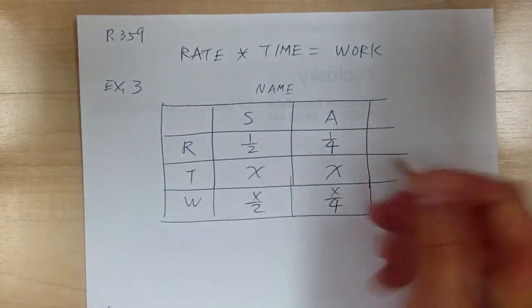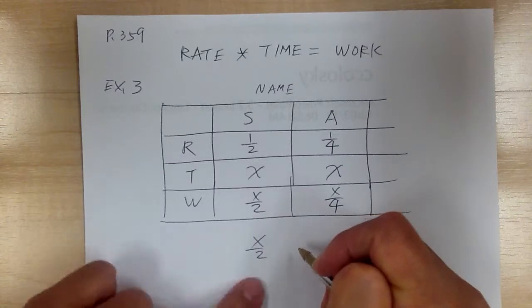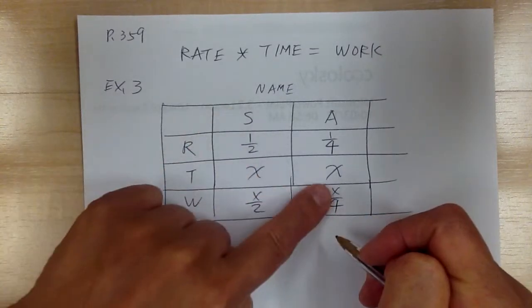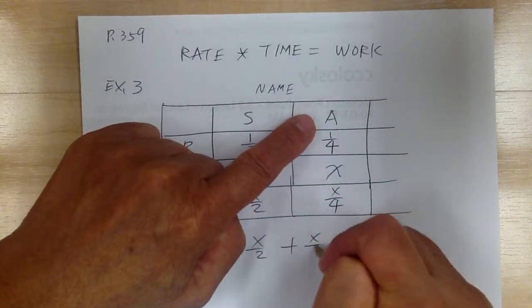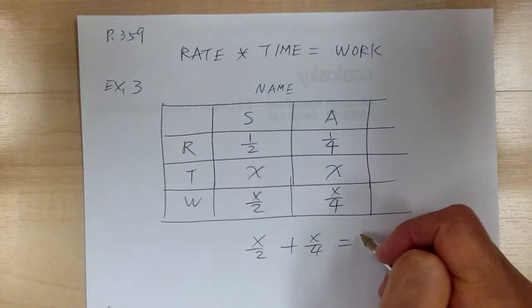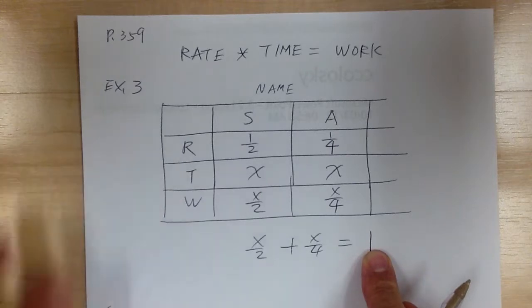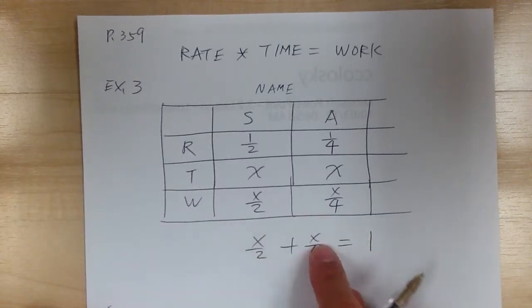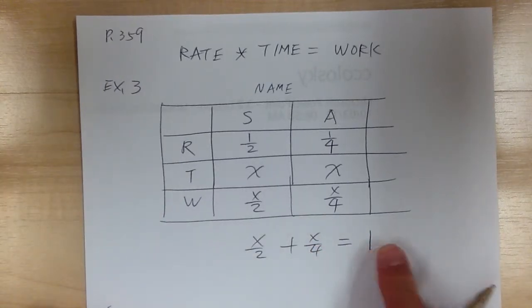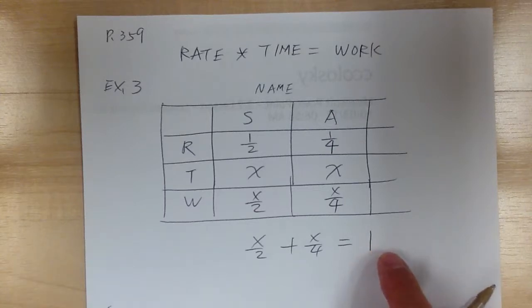So here's your equation. You've got x over 2, this is how much is done by him, plus how much gets done by Asim, and this will equal 1, because that's how many lawns there are together. They're going to work together to mow 1 lawn. So equal to 1.